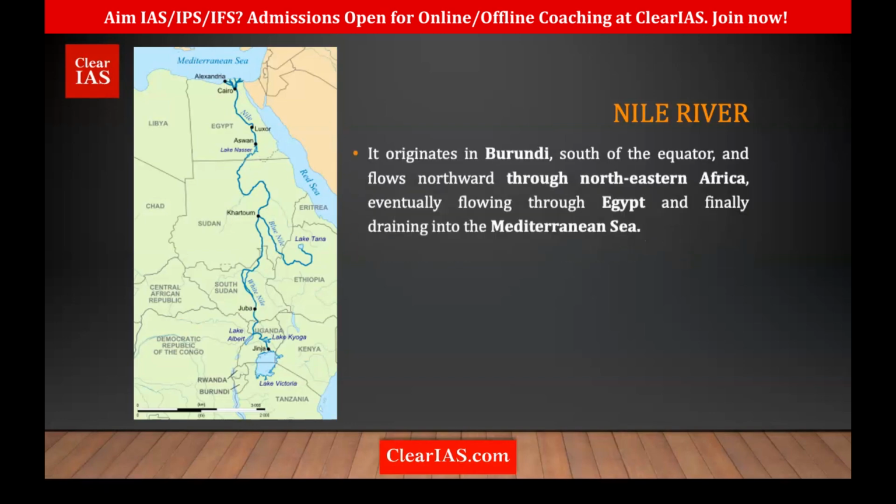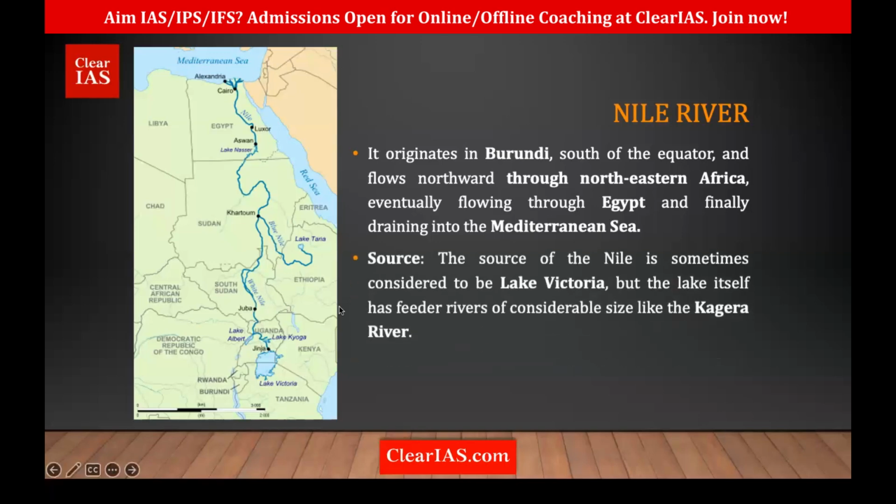So remember, it originates in Burundi, which is south of the equator. It flows northward through northeastern Africa, and then eventually enters Egypt. It empties into the Mediterranean Sea. And the delta of the Nile is very famous. It is fan shaped, so we'll see that.